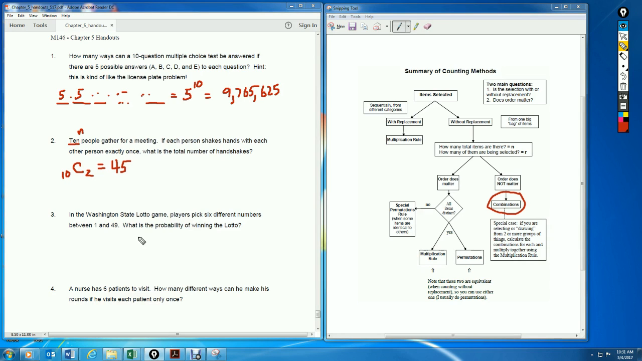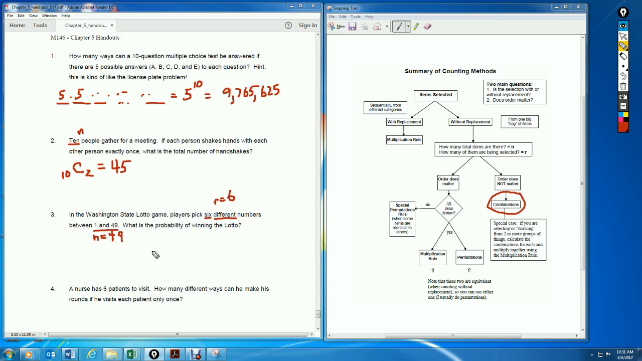Okay, number 3, Washington State Lotto. They pick 6 different numbers, so in other words, it's without replacement, between 1 and 49. What is the probability of winning? So first we have to calculate how many ways there are to pick the 6 different numbers. They're different, so without replacement. The order does not matter. You're just trying to pick a group of 6 numbers. There are a total of 49 objects. You are choosing 6 of them.